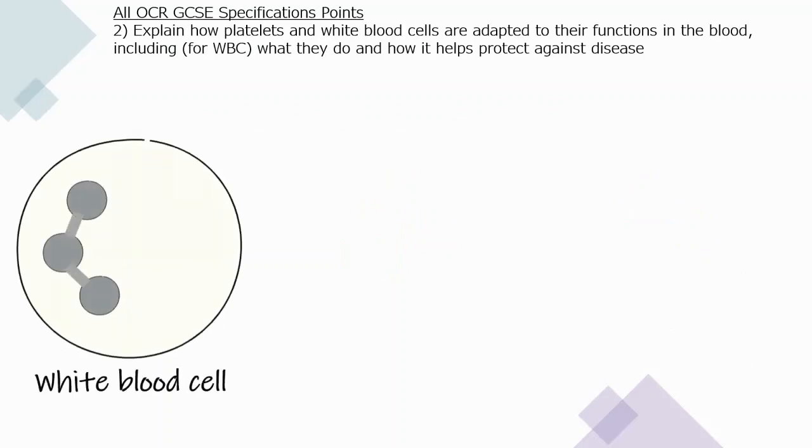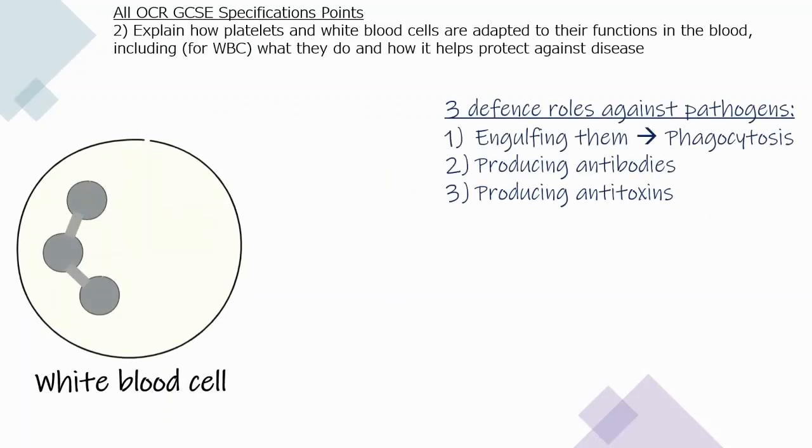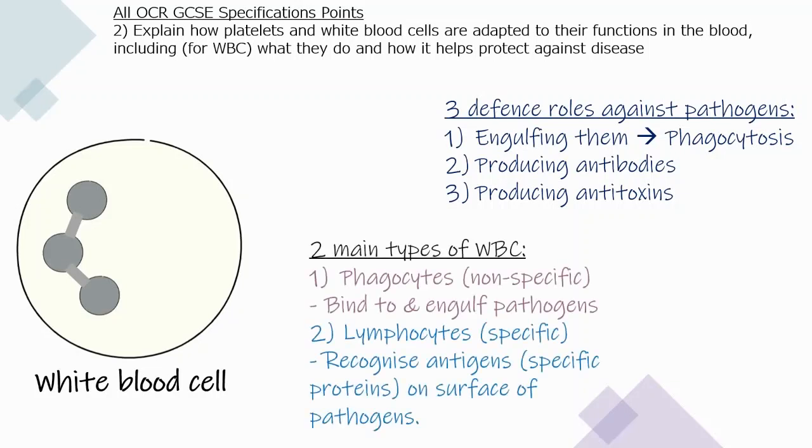So white blood cells are an important component of the immune system, and they have 3 defense roles against pathogens. So one is engulfing them by a process of phagocytosis, the second is producing antibodies, and the third is producing antitoxins. So there are 2 main types of white blood cell. These are phagocytes, which are non-specific, and they bind to and engulf pathogens, and then there's lymphocytes, which are specific, and they recognize specific antigens on the surface of pathogens.